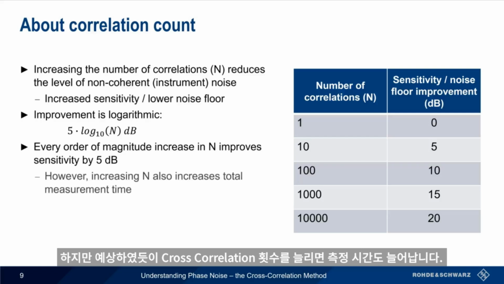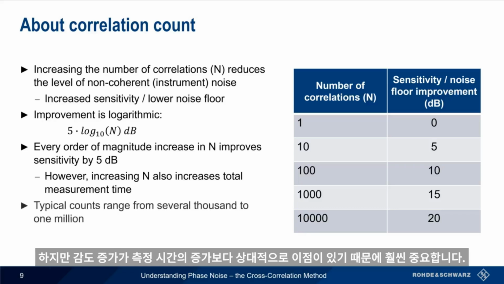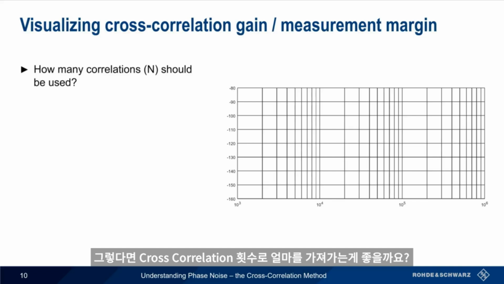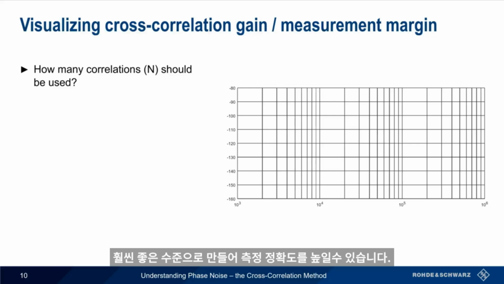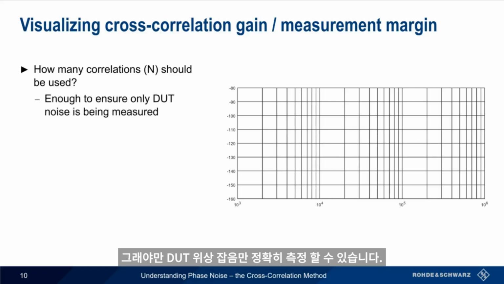As you might imagine, increasing the number of correlations will also increase the total time required, but the benefits of cross-correlation normally far outweigh the relatively minor increase in measurement time. Typically, the number of correlations used in phase noise measurements are somewhere in the range of several thousand to 1 million. But how many cross-correlations are enough? Our correlation count should be high enough to lower the instrument noise floor below the level of DUT phase noise, ideally with some margin to spare. This helps ensure that only the DUT phase noise is being measured.